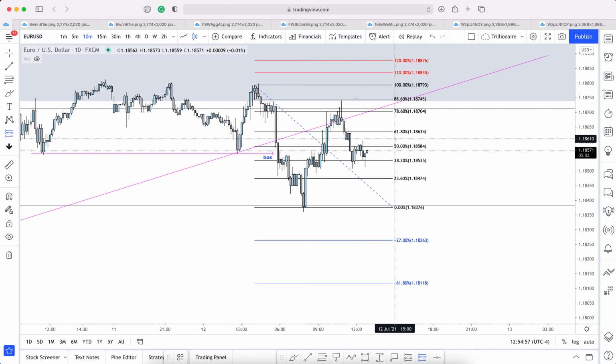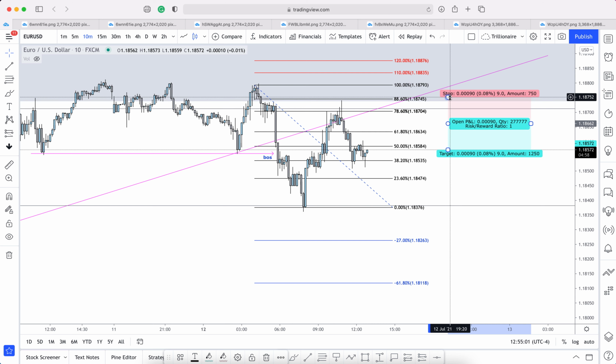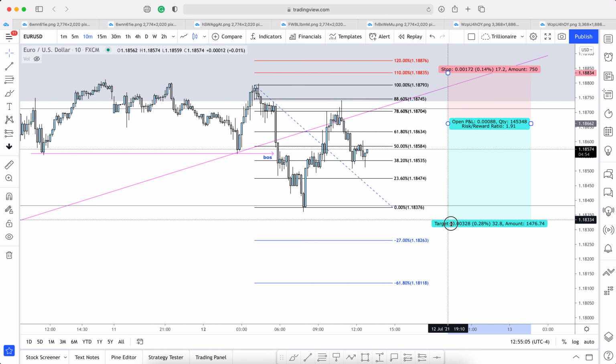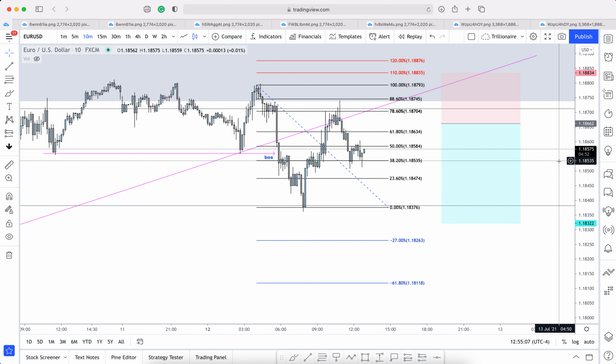I would have entered the market. Just going to set it over here. I would have entered the market right here. My stop loss would have been somewhere up here. All right, and then my target. Let's talk about the target now.